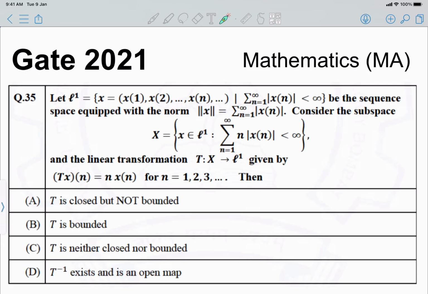Okay, so today we'll solve GATE 2021. This is a question from functional analysis. It's question number 35.